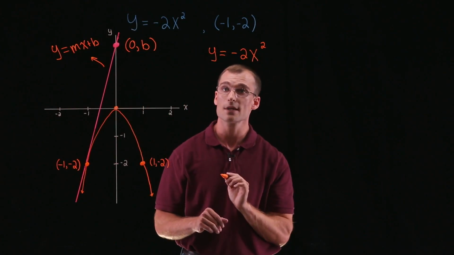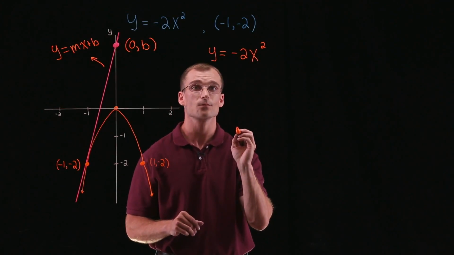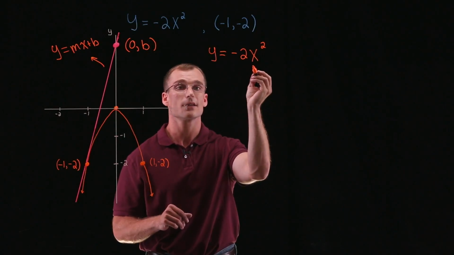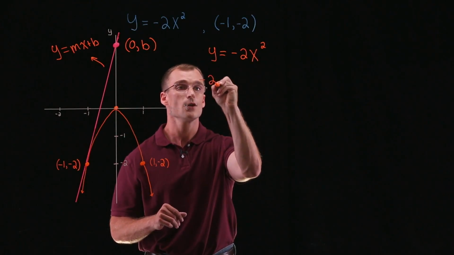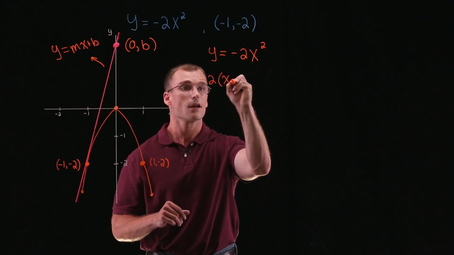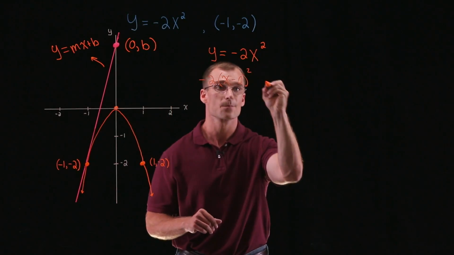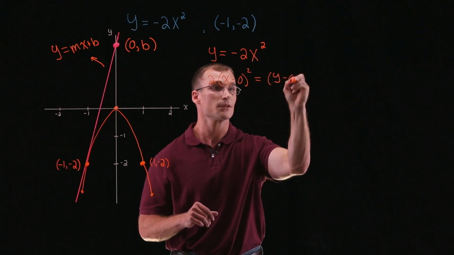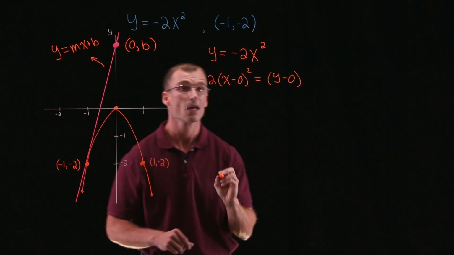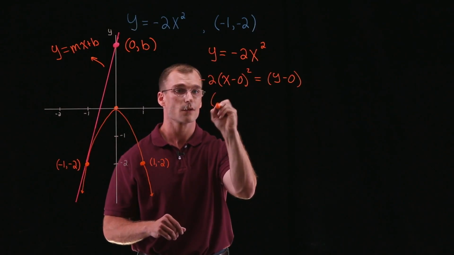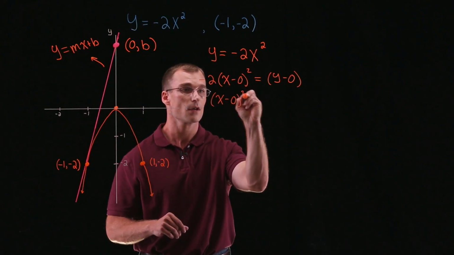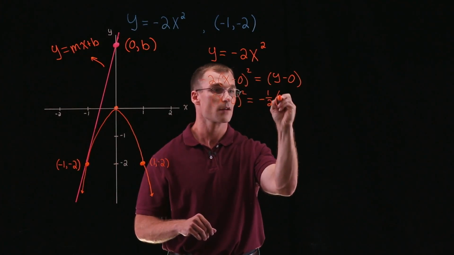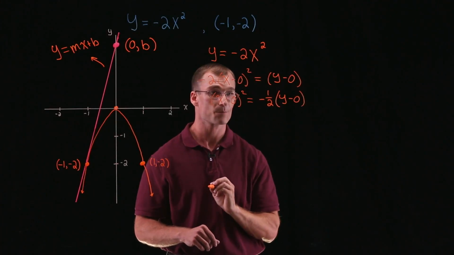So first, let's write this in its standard form. What do we have? We're going to rearrange this. We have negative 2, and x squared can be written as x minus 0 squared is equal to y, or quantity y minus 0, since we know that's what our vertex is. And we'll divide both sides by negative 2. So we have x minus 0 squared is equal to negative 1/2 times y minus 0.